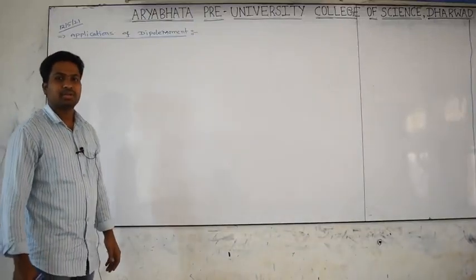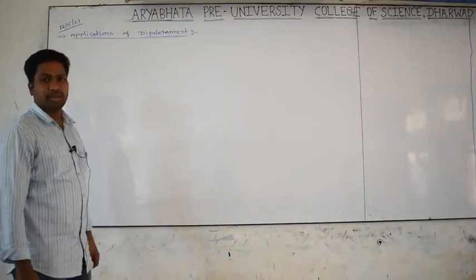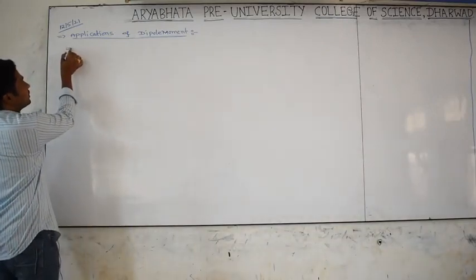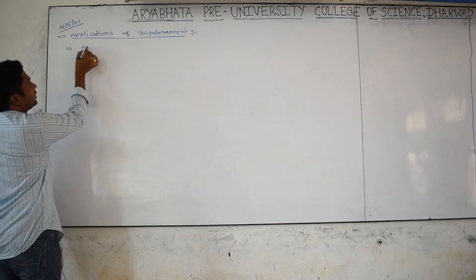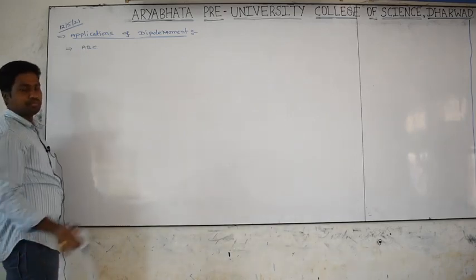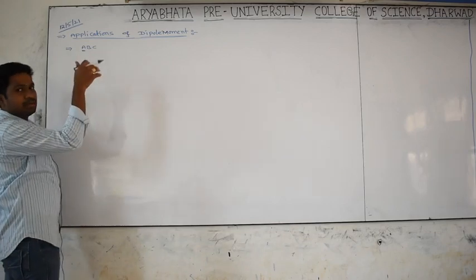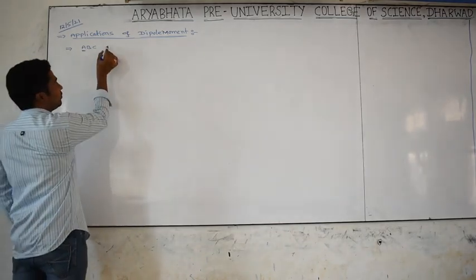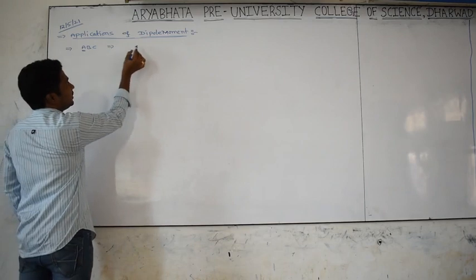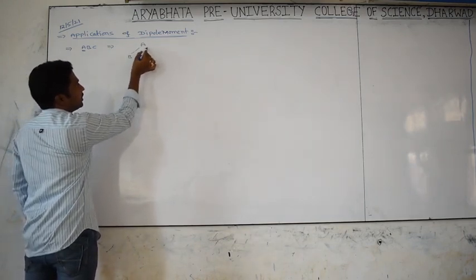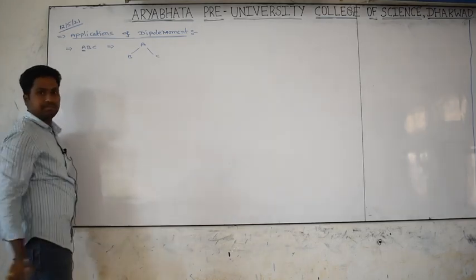We are discussing the dipole moment applications. In this first one, we are discussing a very important thing, the ABC molecule. In the ABC molecule, A is the central atom, B and C are surrounding atoms. What is the situation we will see? In ABC, A is the central atom, B is one atom, C is another atom.